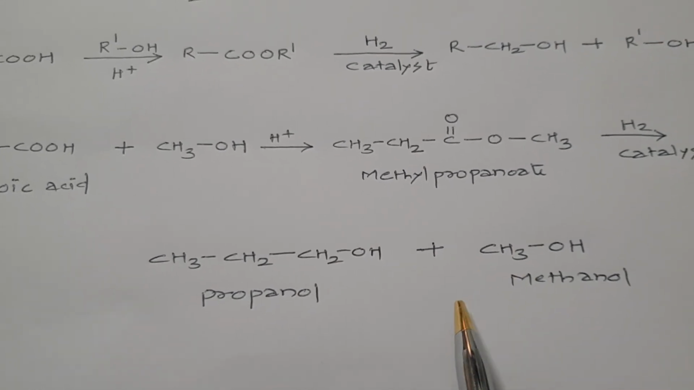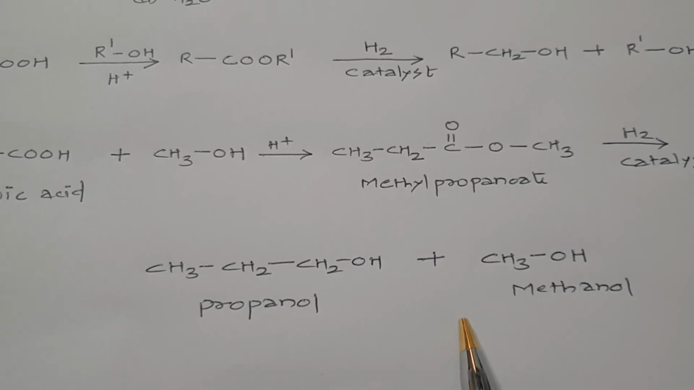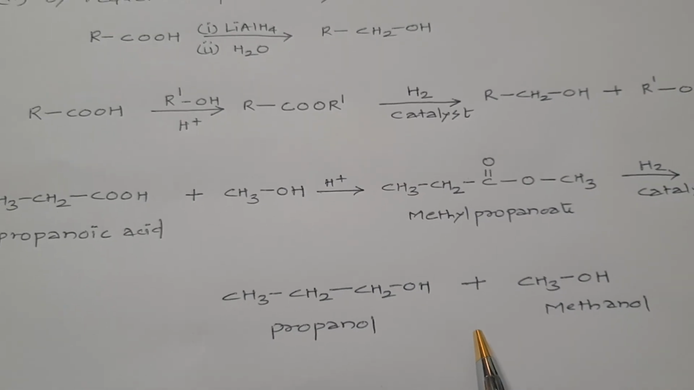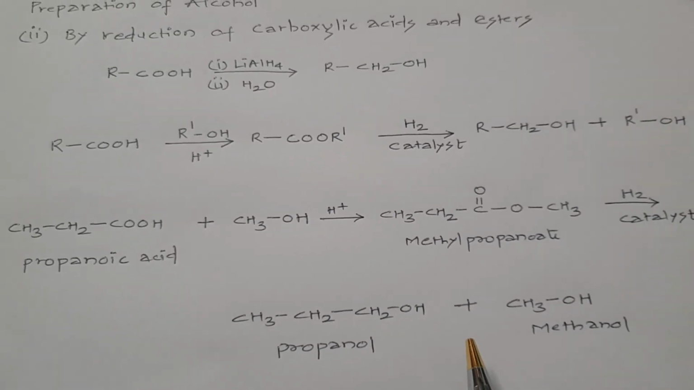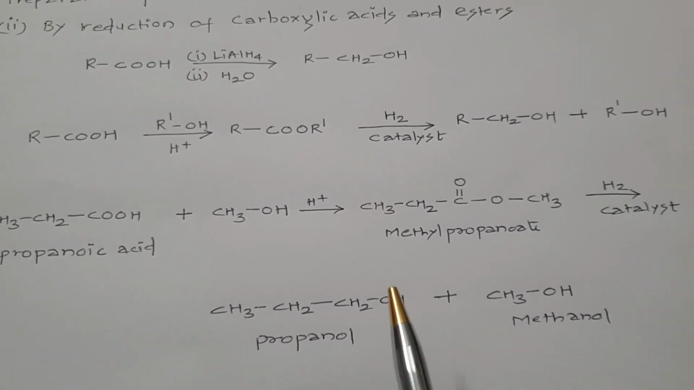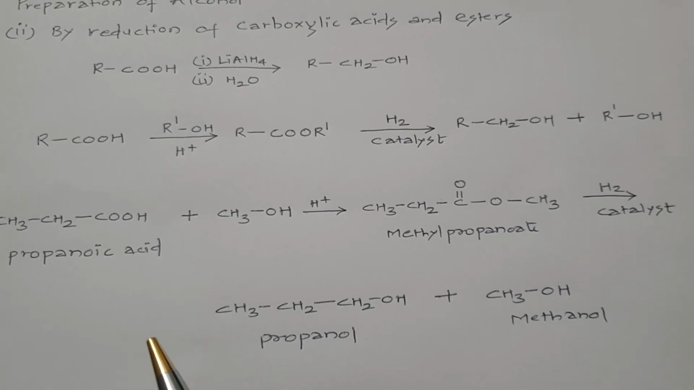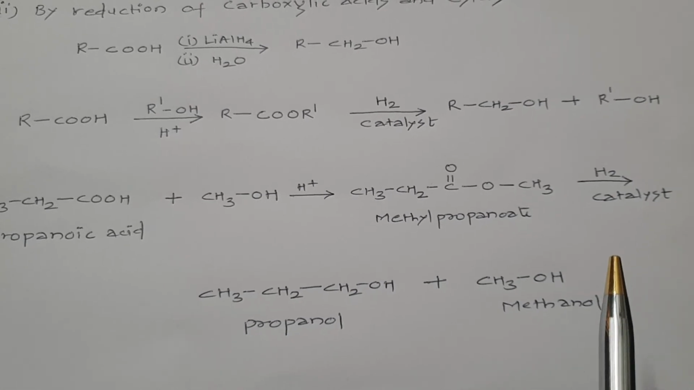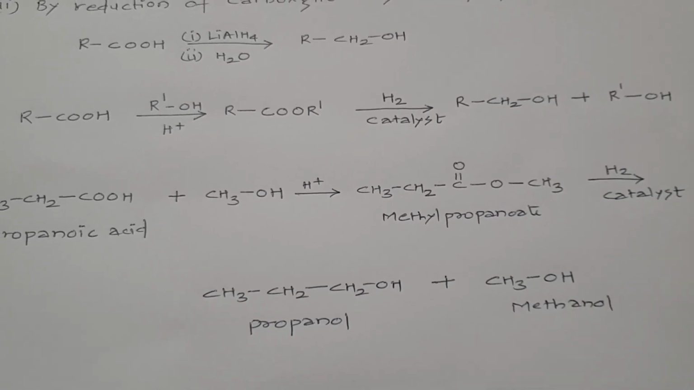So in case of obtaining alcohol from carboxylic acid, usually we make use of the conversion of carboxylic acid to ester, and the ester further undergoes reduction to obtain alcohol.